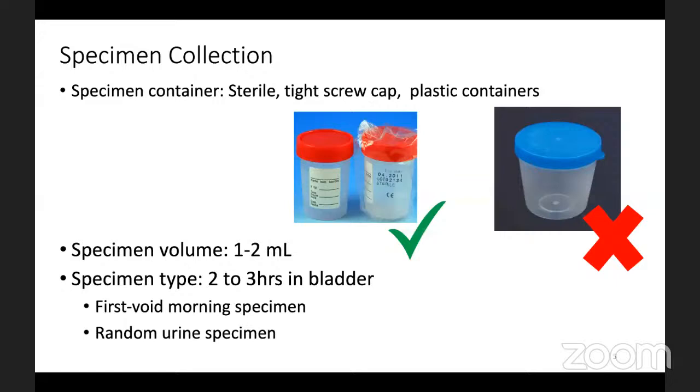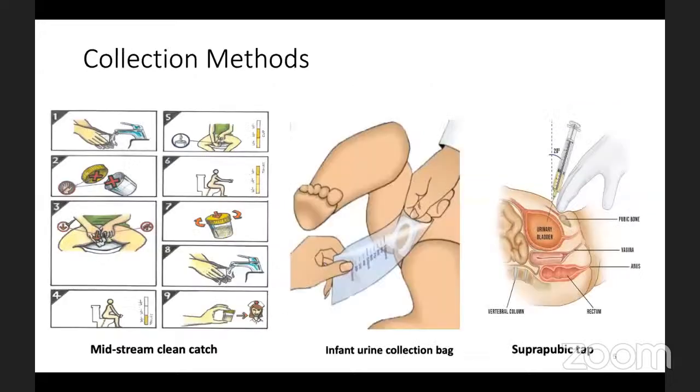However, random urine specimen can also be used for culture. Now, the collection methods, this is where we have to be very particular, because a bad sample is equal to a bad result. So first and very popular is the midstream or clean catch urine.